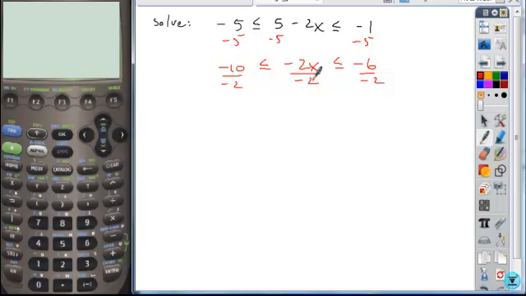Now, since we divided by a negative, what do we have to do to the symbols? Even on this bounded inequality, we still need to flip the symbol if you're multiplying or dividing by a negative. We get x in the middle. Negative 6 over negative 2 is 3. Negative 10 over negative 2 is 5.